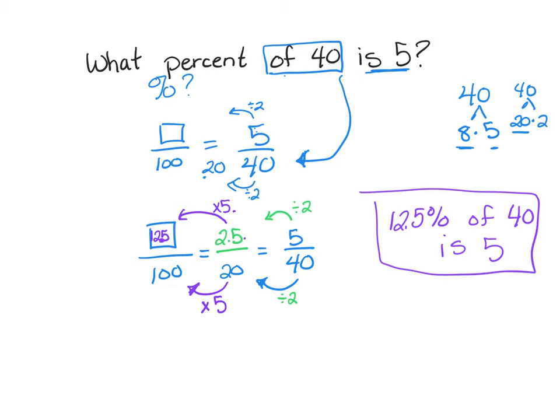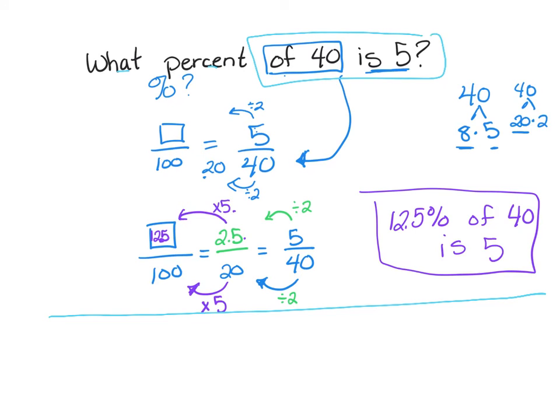I'm going to go ahead and show you another way. So I need to figure out the percent. To figure out the percent, I can take these two numbers and divide them just like right here. So I can do 5 divided by 40. Okay, so how many times does 40 go into 5? None. Okay, so now how many times does 40 go into 50?